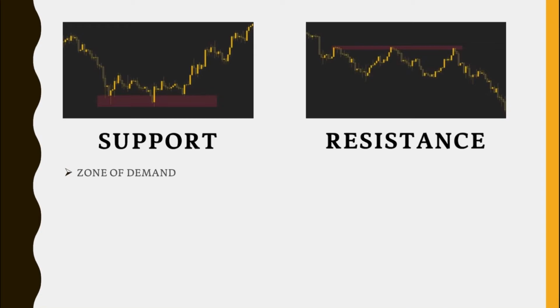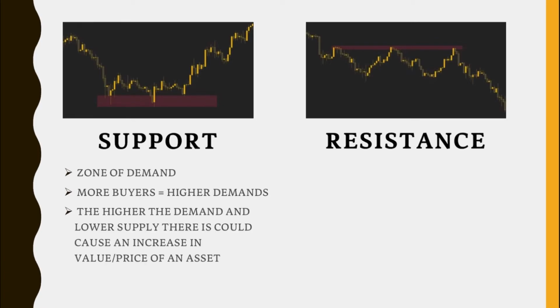The reason why it is hard to break is because yun yung level wherein more people are buying. More buyers equals higher demand. Higher demand and lower supply could cause an increase in the value or price of the asset. Which is why nahihirapang basagin ng mga bears yung support level dahil pinupush pataas ng mga bulls who are coming in from the support area. You may also consider the support level as the floor price of an asset.